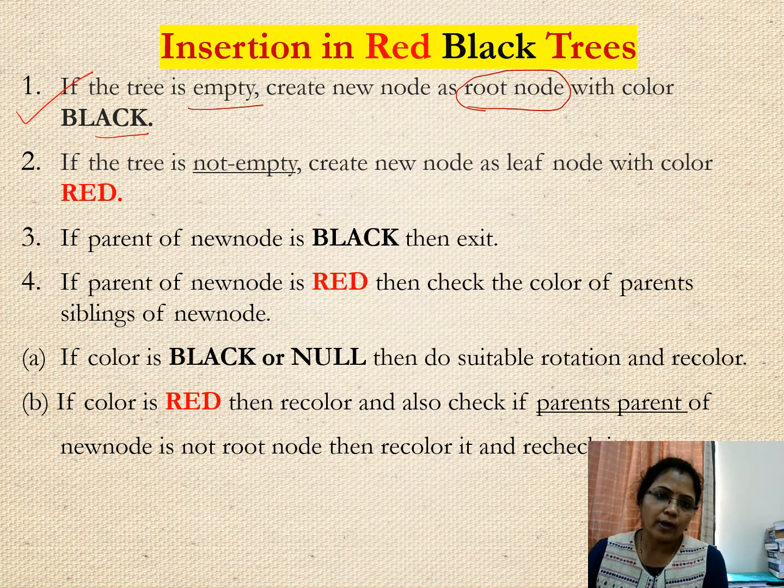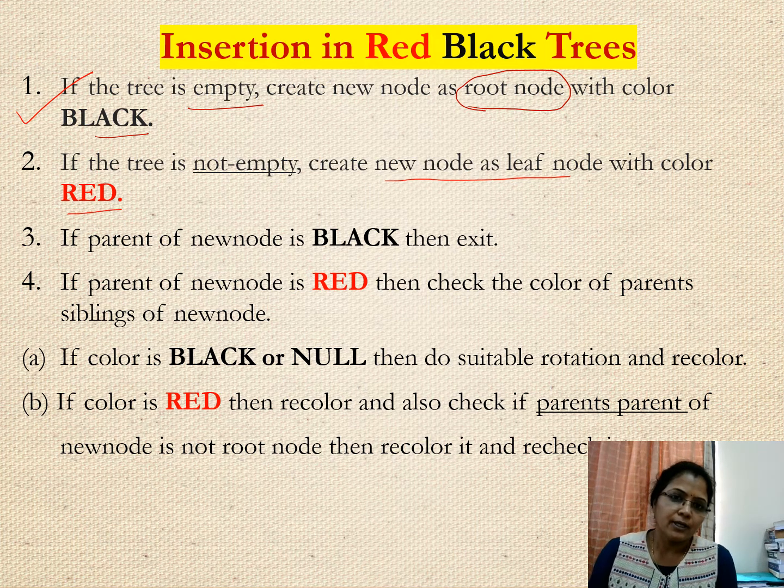If the tree is not empty, meaning when you create the next node after the first root node, then whatever new nodes you create, that color will be red. So this is the second step for insertion. Now the third one: if you are inserting a node in your red-black tree, and if the parent of the new node that you add is black, then you have to exit.